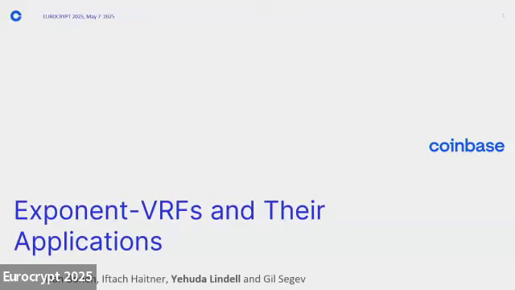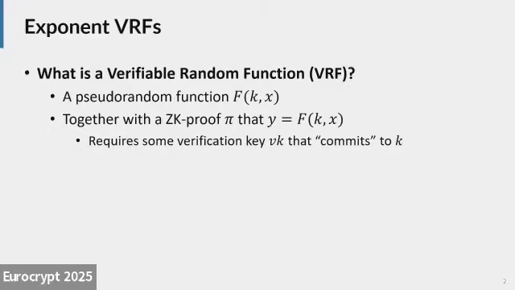Okay, so I'm going to talk about exponent VRFs or EVRFs and their applications. This is joint work with Dan Boneh, Iftach Haitner, and Gil Segev. So what's a verifiable random function? It's very simple. You have a pseudo-random function, but now you can add a zero-knowledge proof that you've actually computed that function correctly. So there's some public key or public verification key that essentially commits you to the pseudo-random function key k, and you can later prove that this value y that you provided previously is correctly computed based on that k. And VRFs have many applications and have proven to be very, very useful.